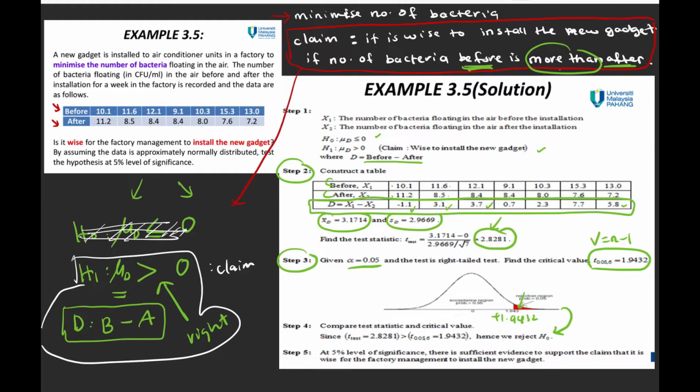So at 5%, so at alpha 0.05, there is enough evidence to support the claim that it is wise to install the new gadget if the number of bacteria before is more than after.